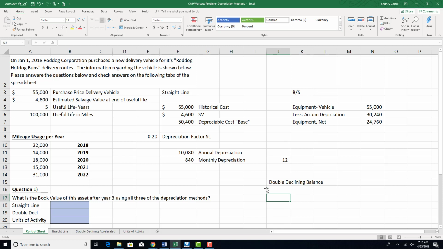So what's our depreciation factor? Our depreciation factor is twice, double, that of straight line. So if I take the straight line factor times 2, I'm going to have 0.4.